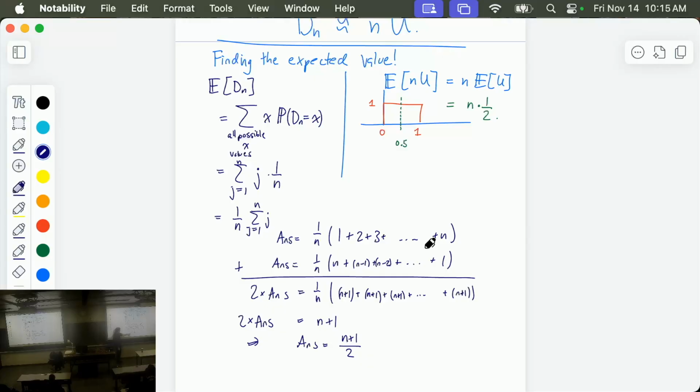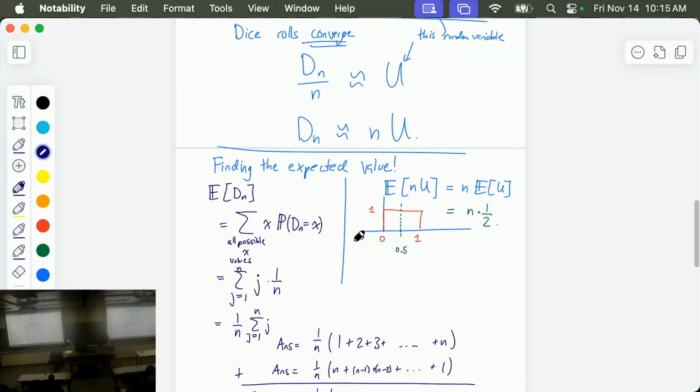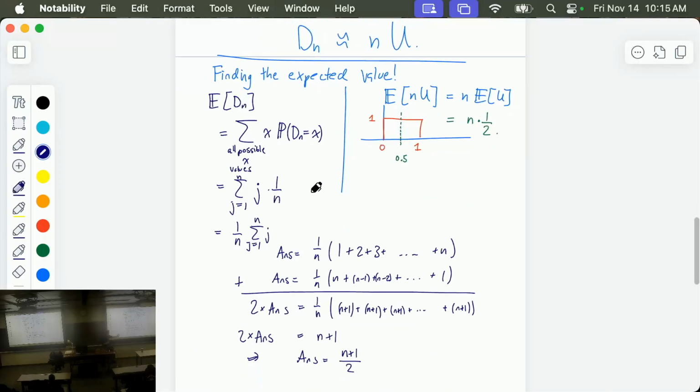Finally, let's compare the answers. This answer says the answer was n plus 1 over 2. This one, we just got n over 2. Where did the plus 1 go? Well, of course, it's not exactly equal. It's approximately equal. If we did it the other way, with the divided by n, we would have seen that the error between these two things is very small compared to how big it is, right? This is n over 2, like 1,000 divided by 2. This is 1,001 divided by 2. Very close numbers. So they're close, but not exactly equal. That's one application, finding the expected value.